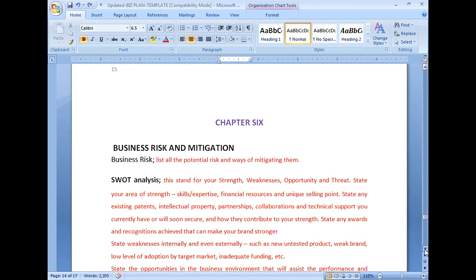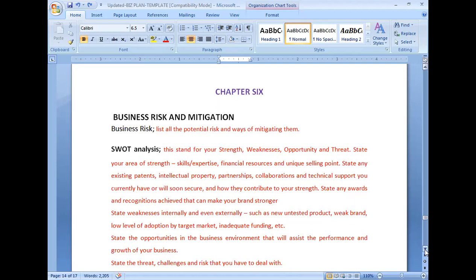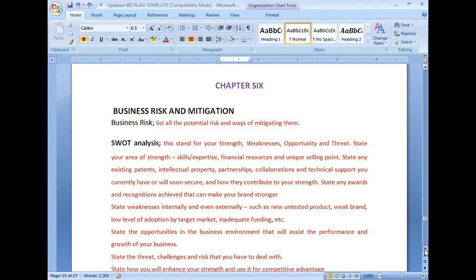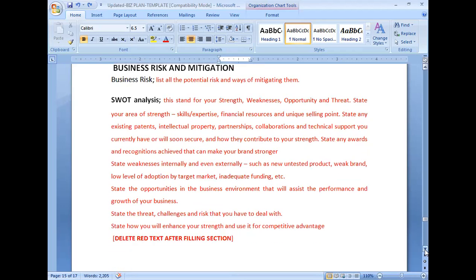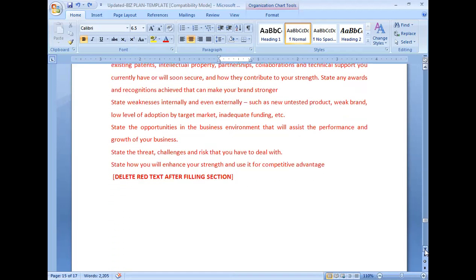The last one in chapter 6 is business risk and mitigation. So identify all the risks in your business and how to mitigate or overcome them. For example, one of the risks can be fire disaster. So how do you intend to mitigate it? Availability of fire prevention equipment like fire extinguisher, fire alarm, etc.